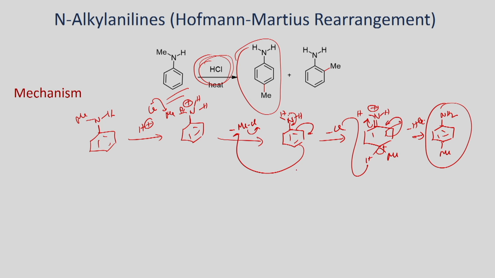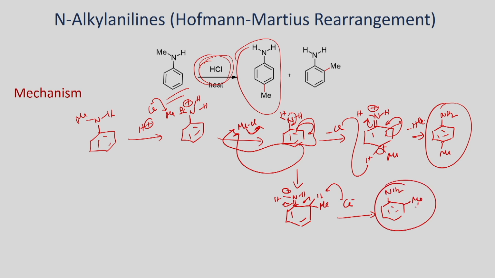Similarly, you can try to also write for the ortho substitution. Suppose it reacts here and you will be able to form the product. So, for example, N-methyl aniline, when you react with hydrochloric acid, can undergo rearrangement to give the ortho as well as para methyl aniline derivatives as a product.